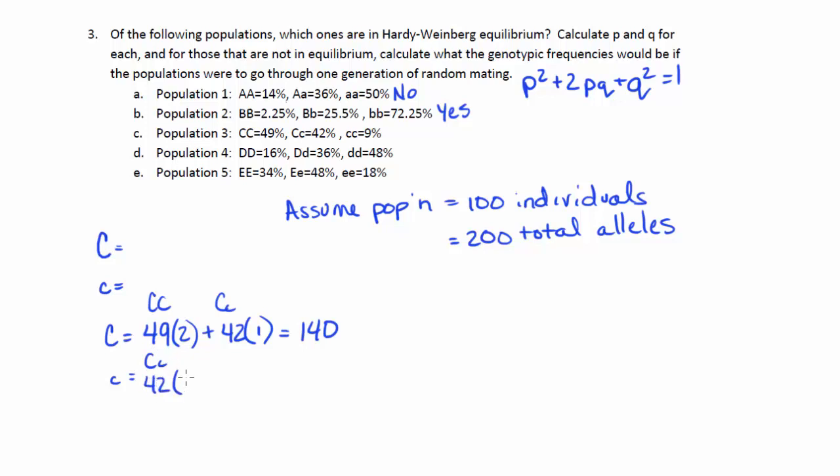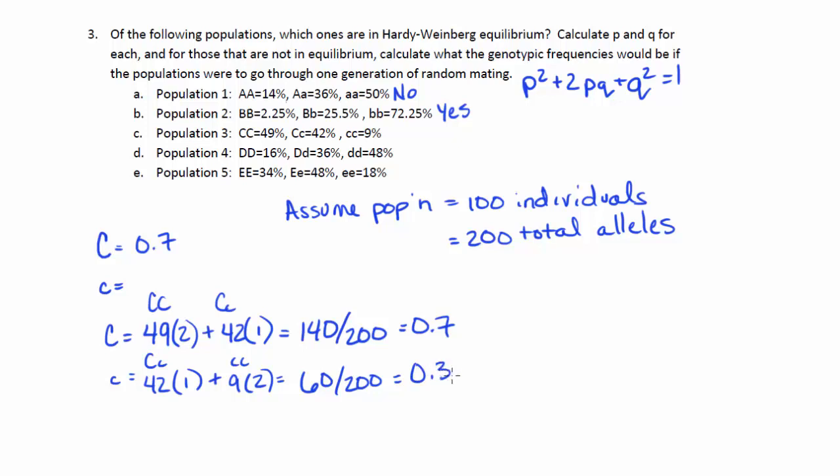And then if we look at lowercase c, we've got the heterozygous ones, and again there's 42 of those, and they've got 1 copy each. Plus we've got the little c guys, and there's 9 of them, and they have 2 copies each. So if we solve that, we've got 60 little c's. And again, considering 200 total alleles, if we want to find the frequency of capital C, it's 140 divided by 200. So we have 0.7. That would be the frequency of this allele. And then for little c, it's going to be 60 divided by 200. This is equal to 0.3.